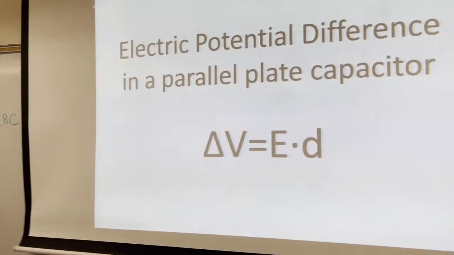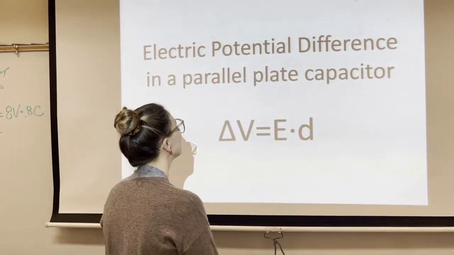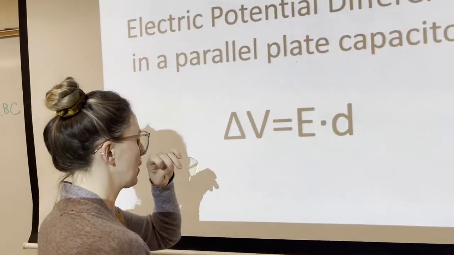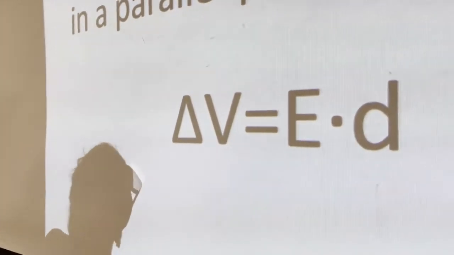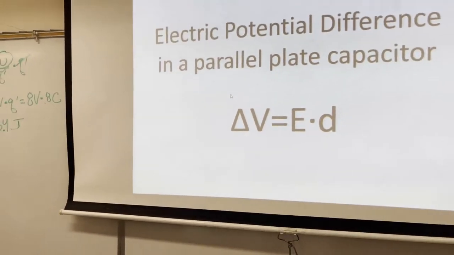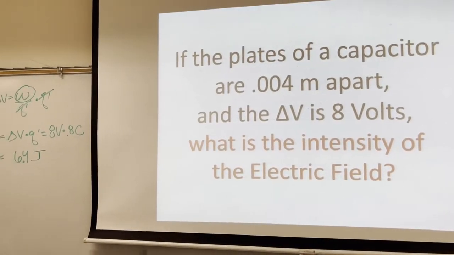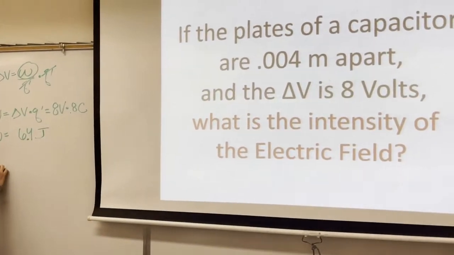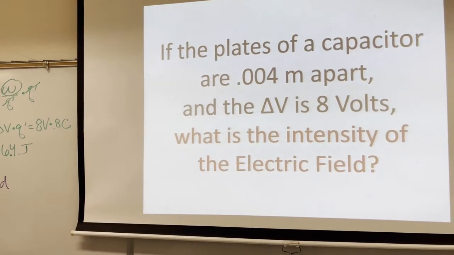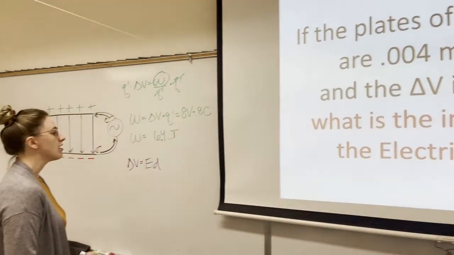We have our good old E d. Electrical potential difference in a parallel plate capacitor is represented by E d. That's the relationship between the intensity of the electric field, the distance the plates are apart, and the change of potential energy from one point to the other. If the plates of my capacitor are 0.004 meters apart and the delta V is 8 volts, what is the intensity of the electric field?